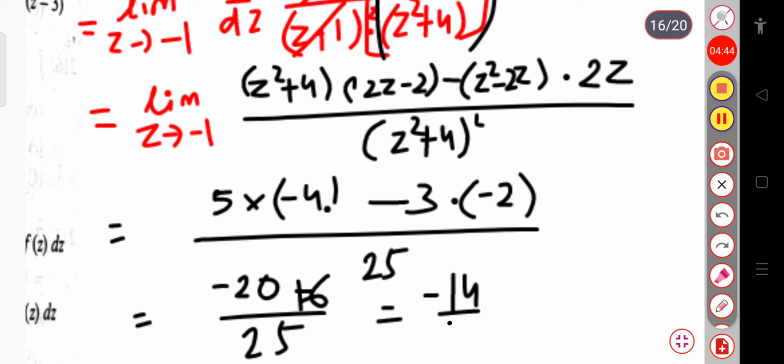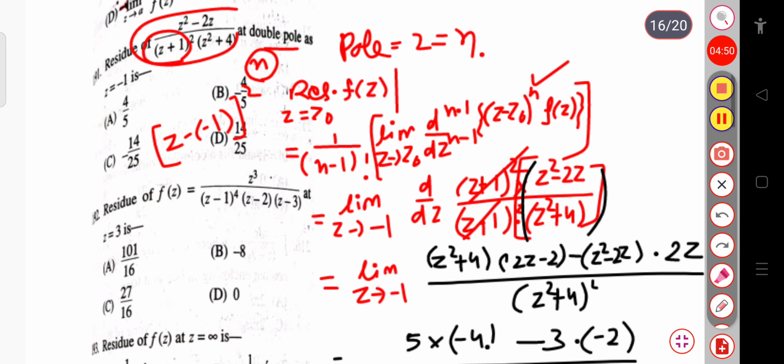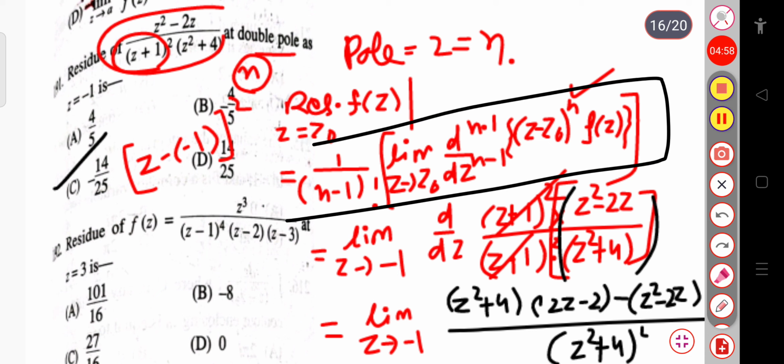And here the answer will be minus 14 by 25. So in this way you can calculate the residue of the function at a pole of nth order. The answer here is minus 14 by 25. Basically you have to remember this formula for the residue at any point z equal to z naught.